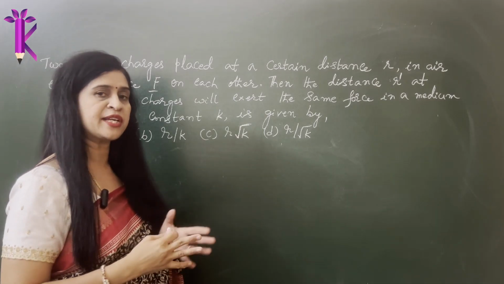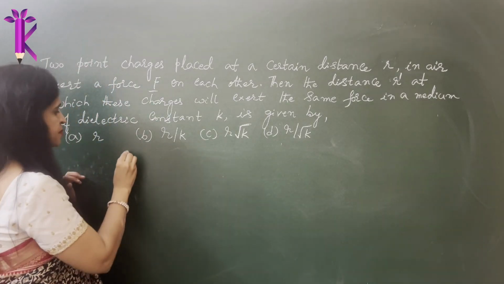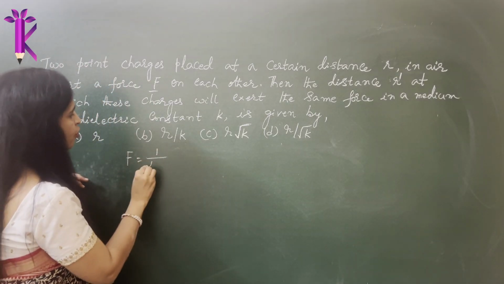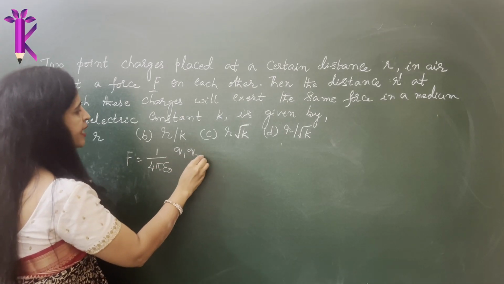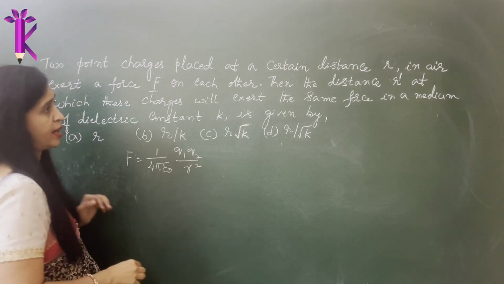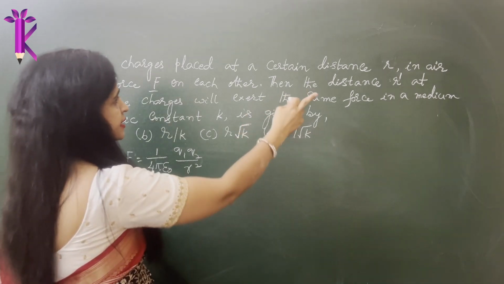So what will be your expression for force? In that case, the expression for force will be 1 by 4 pi epsilon naught Q1 Q2 divided by the distance of separation r square. Now what is it that is changing? Then the distance r dash.